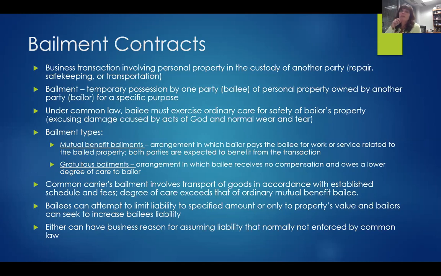There are two primary bailment types. Make sure you know these. The first one is a mutual benefit bailment. This is an arrangement where the bailor, the person who is giving up their property, pays the bailee, who's taking care of it for them, for the work or service that they're doing. So I'm paying you to repair my car.